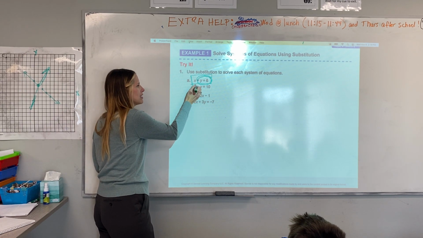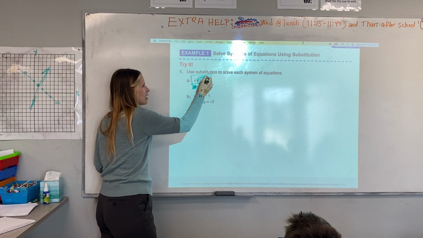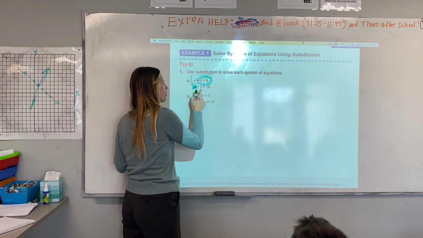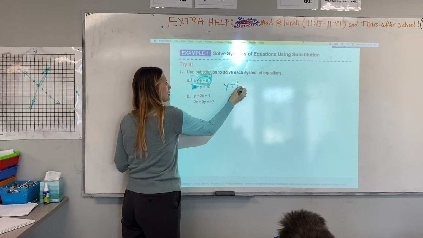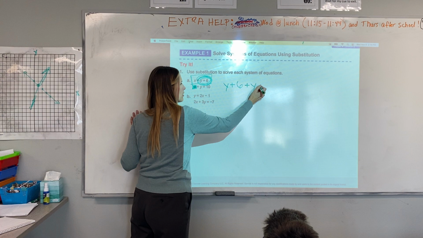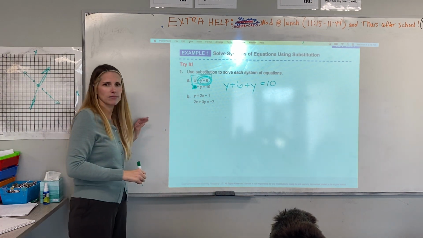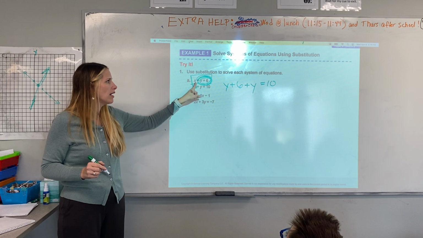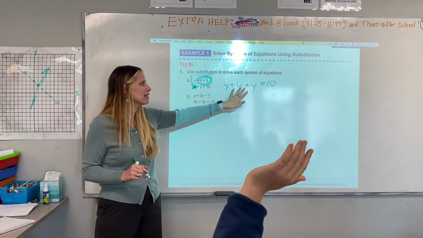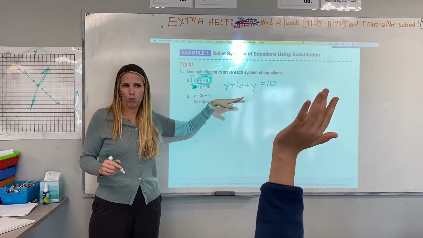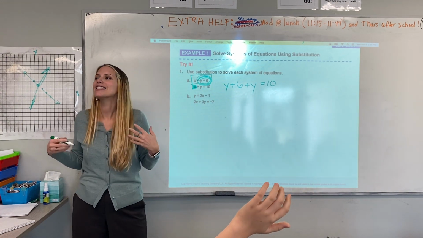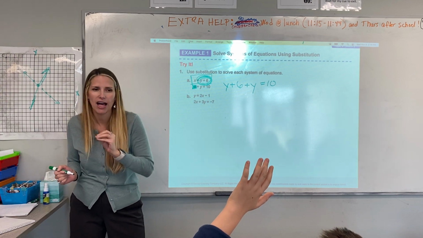If I get rid of this x and I replace it with an expression that has the same variable as this, then I have y plus 6 instead of x plus y equals 10. Notice how we used a value for x to get rid of x and only be left with the variable y. Why would we want that? Because if we only have one variable, then we can solve for the exact number value of the variable.